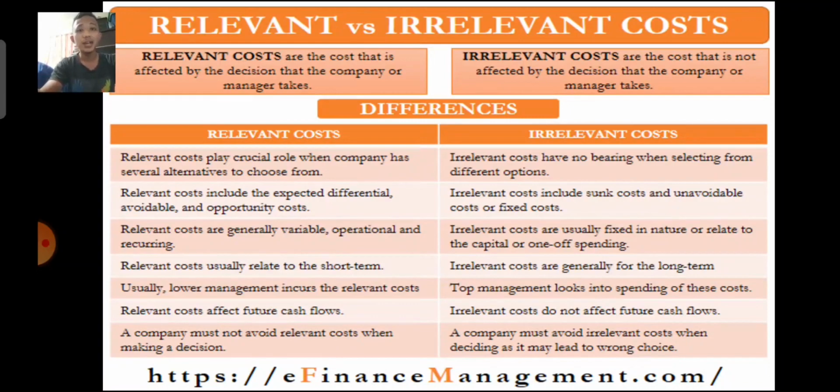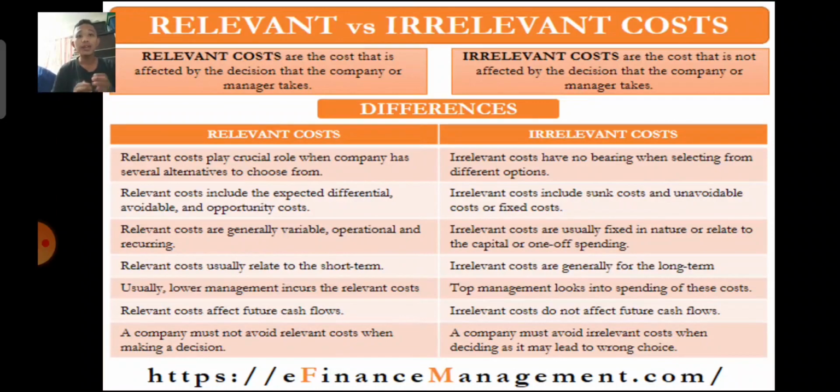I want to give an example like this. Just assume that our company has a car. We have used the car for about 10 years, and after that, each year the car will be depreciated. So for the depreciation cost, is it the irrelevant cost or the relevant cost?